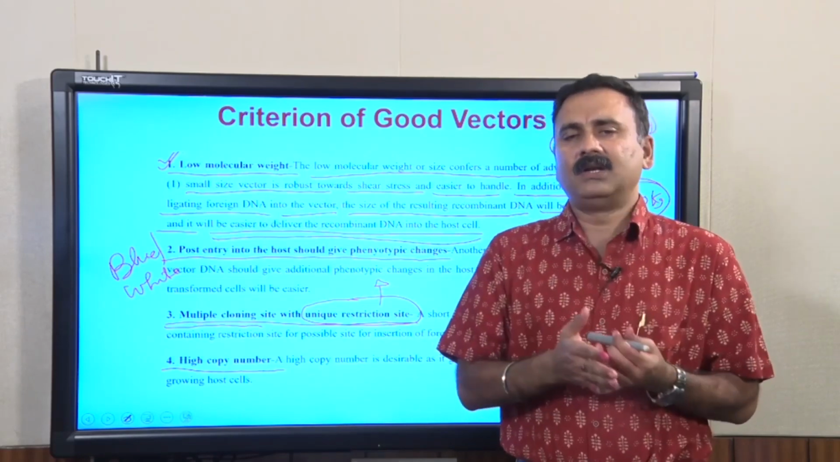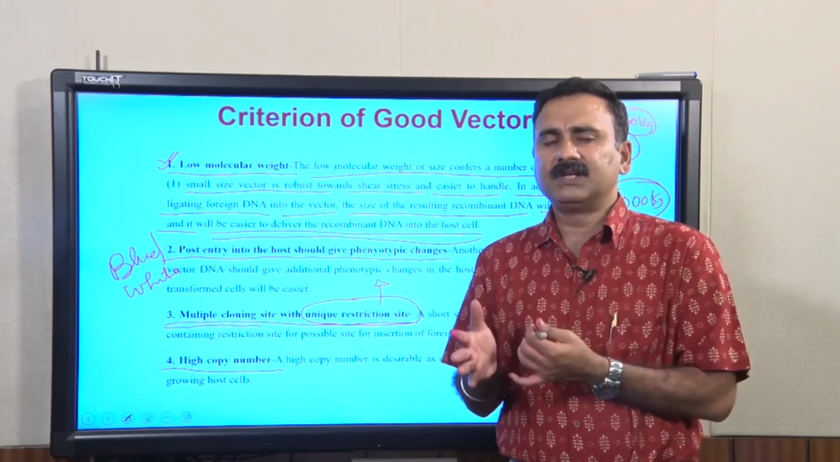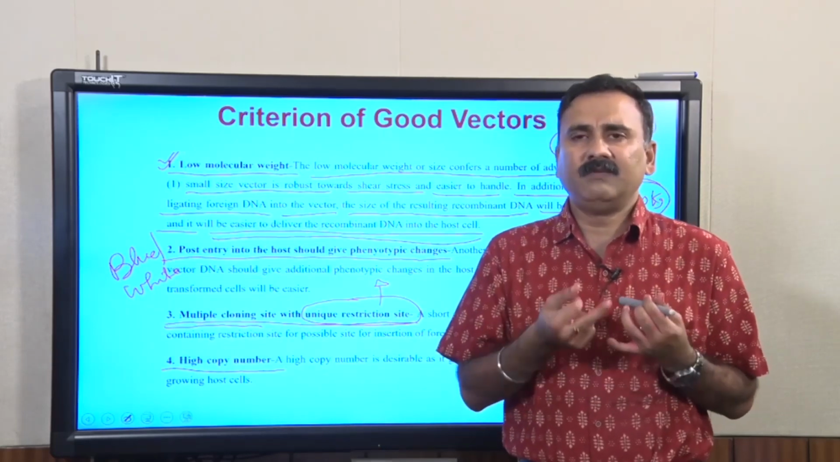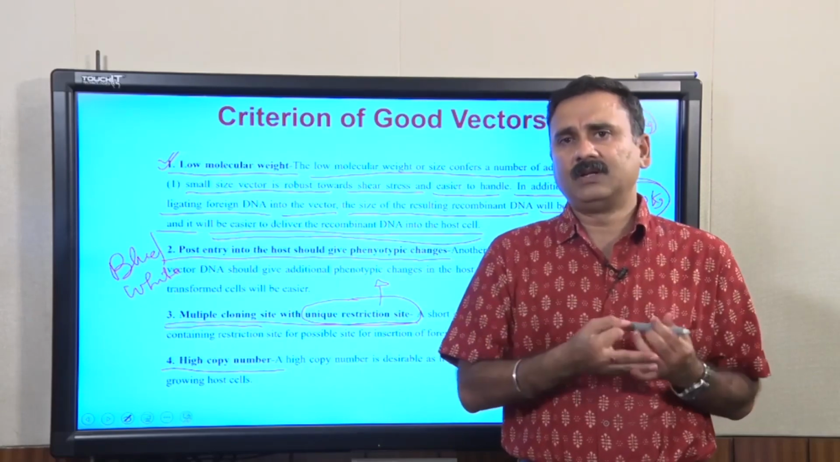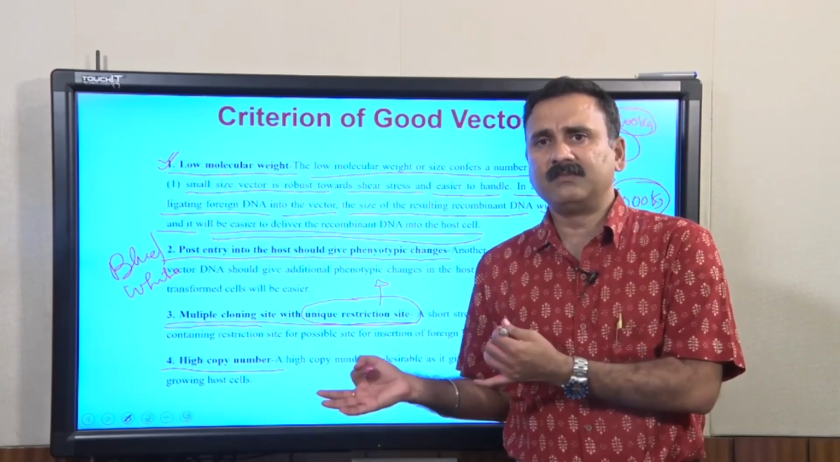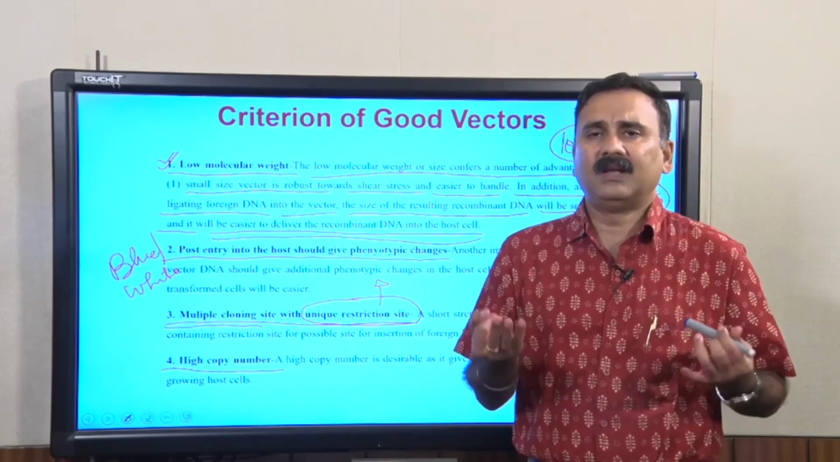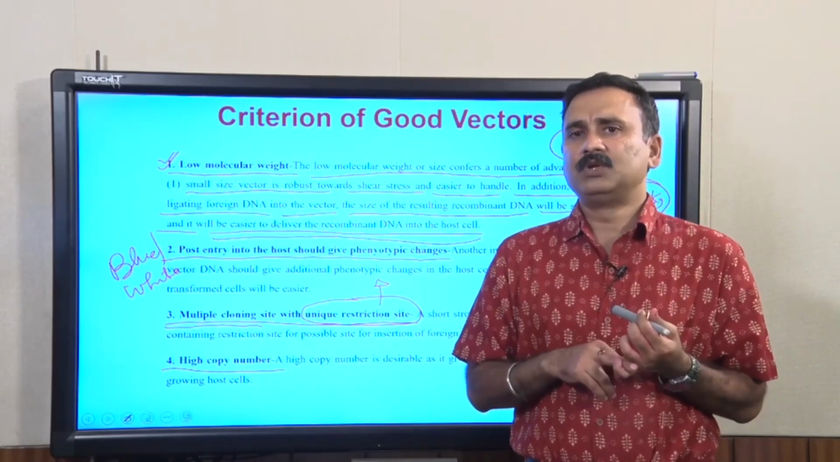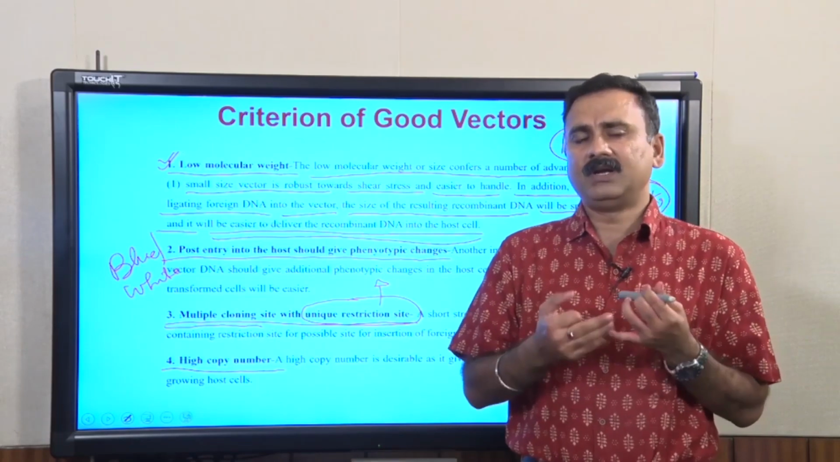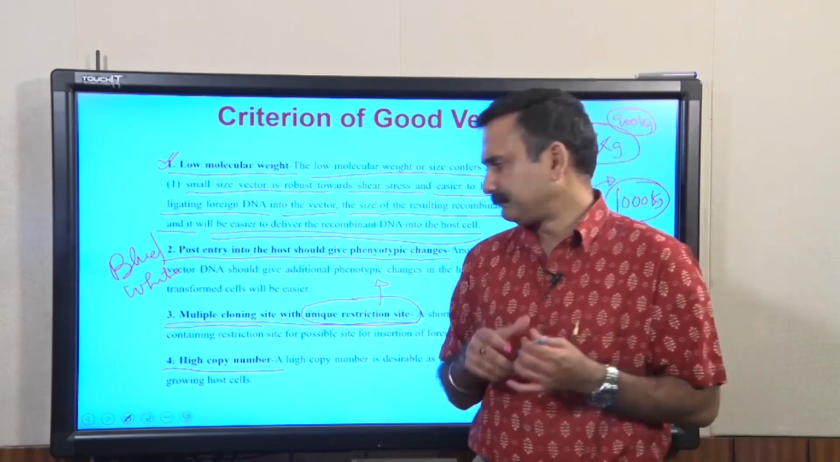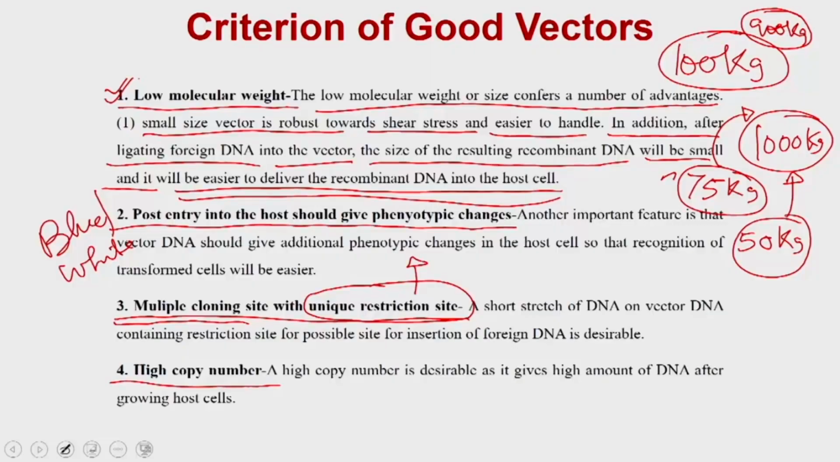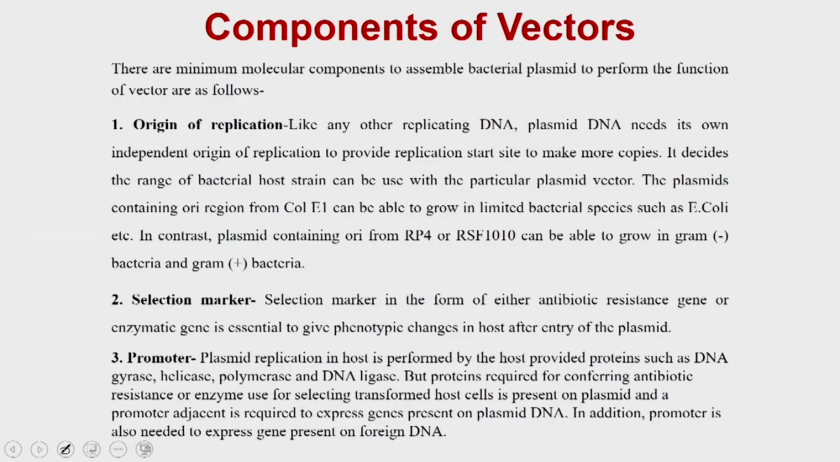But in general, if you are using the vectors for carrying the foreign DNA, which means you are just using the vectors for cloning purposes, not for the overexpression or the production of protein, then it is always desirable that you use a vector which has a high copy number, because at the end it is going to give you more DNA. So, taking these criteria, you have to have these many components of the vector.